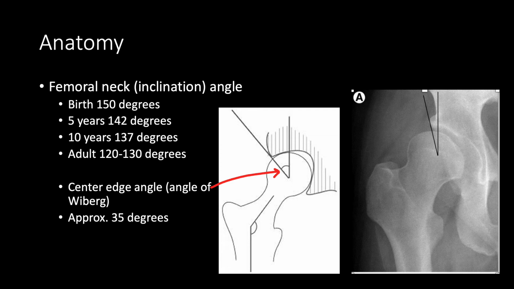Then we look at the center edge angle, or the angle of Wiberg. This is usually about 35 degrees here. So you can see as it catches the portion of the superior acetabulum here, and then the center angle. And this angle should be about 35 degrees in most people.